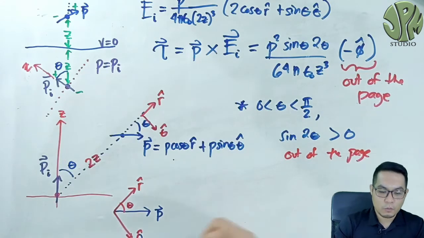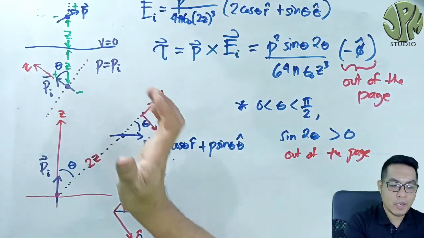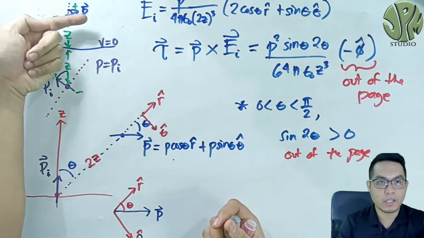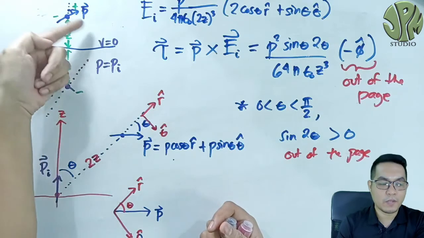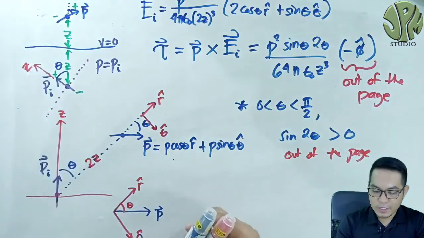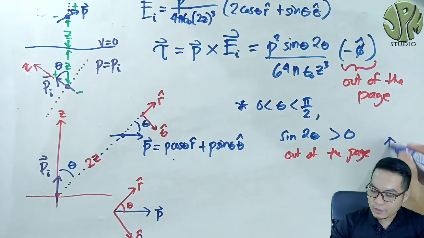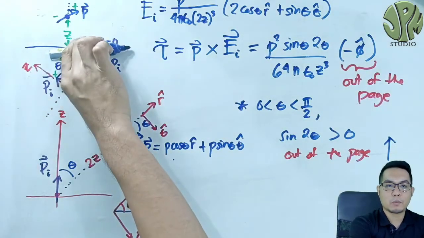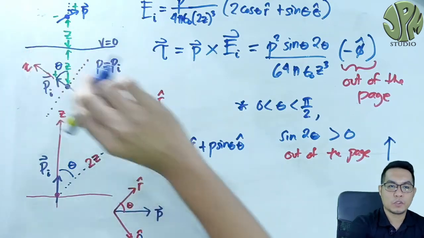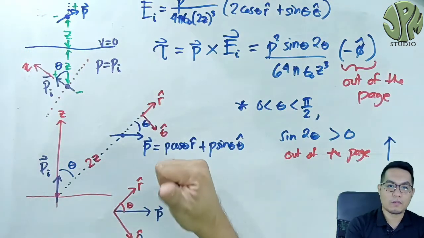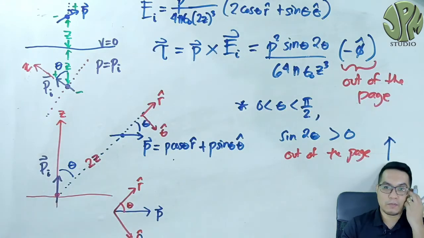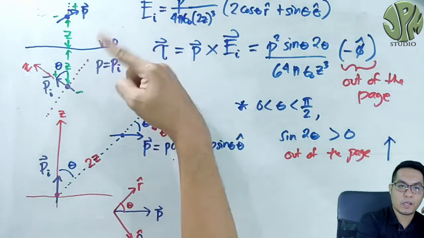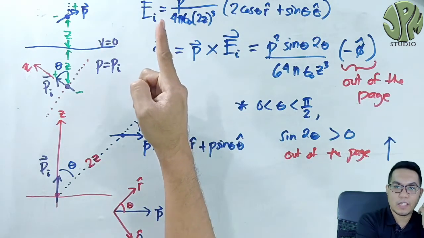So the torque will be out of the page, meaning the dipole will rotate counterclockwise. If it's free to rotate, its final orientation will be upward, since it will rotate counterclockwise due to the torque being out of the page. So this will be the final orientation of your dipole. It will rotate upward and then stay that way in equilibrium.